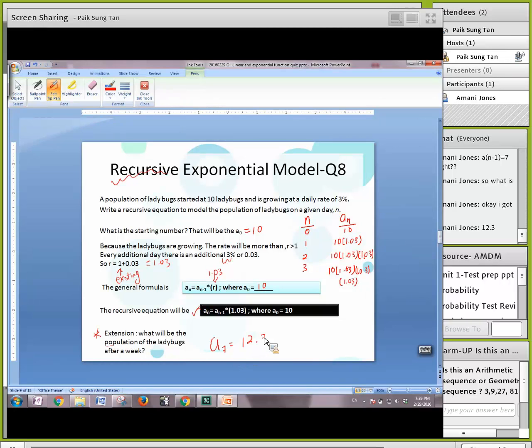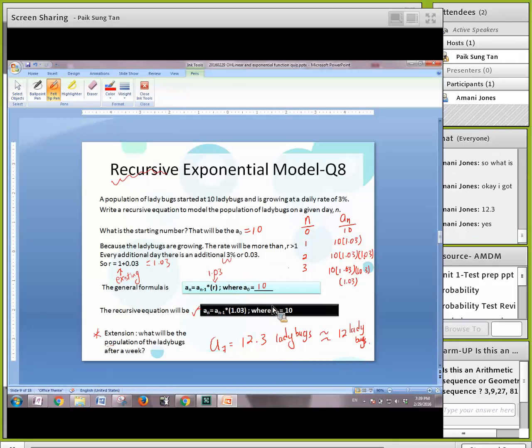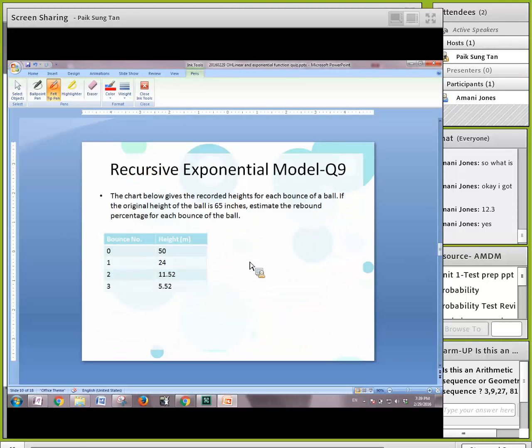So at a_7, you have about 12.3 ladybugs. But you can't really have 12.3 ladybugs, right? So you would just say about 12 ladybugs. So you're good with this? Okay. Let's save this.